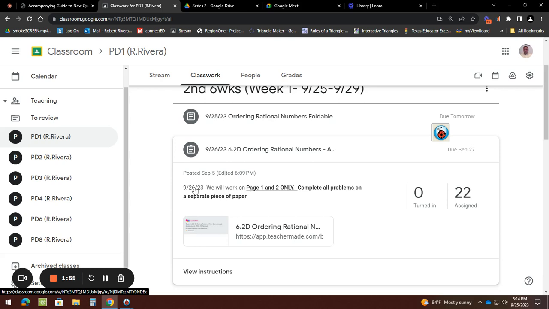Check the dates. Check when it's due. Like this one will be due tomorrow, because obviously today that was the homework. Tomorrow you'll have this one. It'll be only page 1 and 2, which is slide 1 and 2. And again, remember I'm gonna be doing half of it.